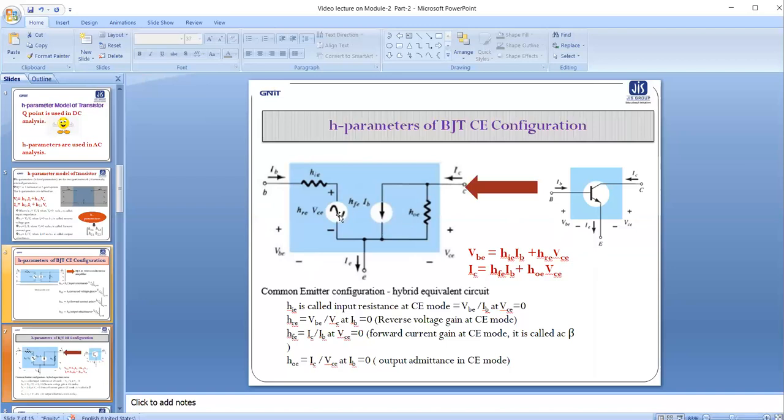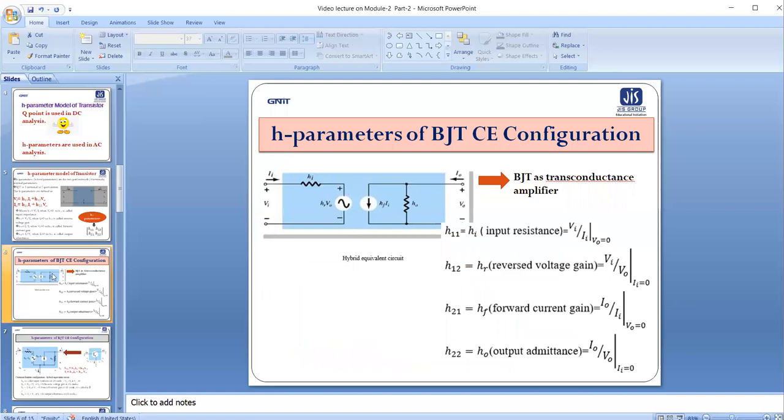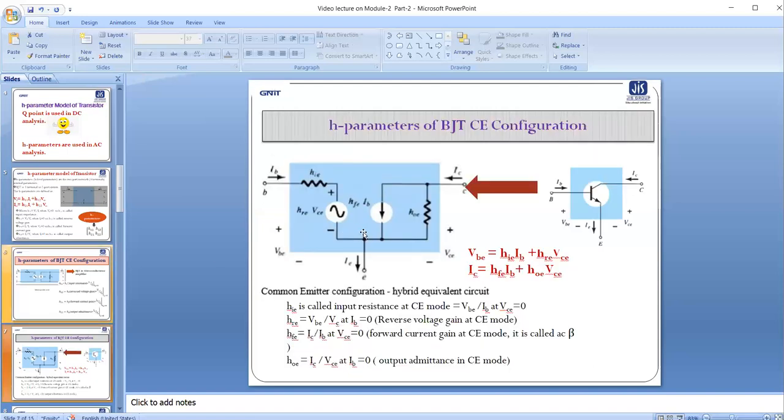So this voltage source designation will be equal to hre into VCE. VCE is the collector to emitter voltage, it is the output voltage. So hre into VCE is the designation of the voltage source. And then the emitter is common. From emitter, we have connected a current source, just like this diagram. But the current source designation will be changed to hfe into Ib.